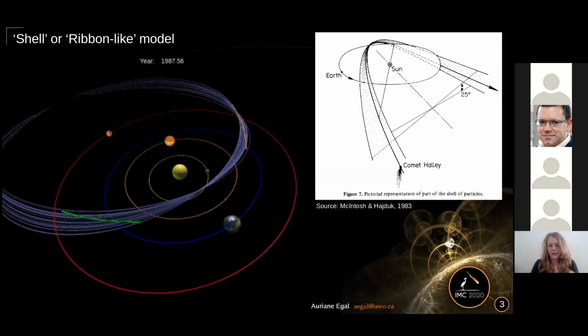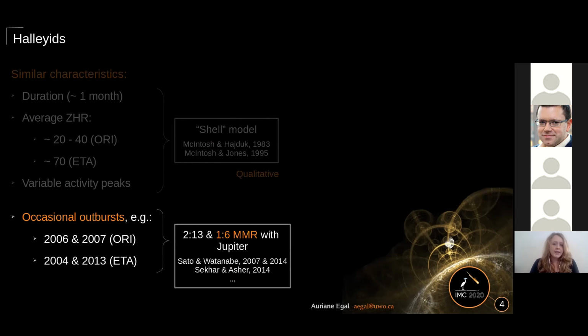on Earth. We also know that the Halleyids display occasional outbursts reaching 2 to 4 times their usual activity level. This occurred, for example, in 2006 and 2007 for the Orionids, and 2004 and 2013 for the Eta-Aquariids. And it has been shown that most of the major Halleyid outbursts are actually caused by meteoroids trapped in mean-motion resonances with Jupiter, and especially the 1:6 mean-motion resonance.